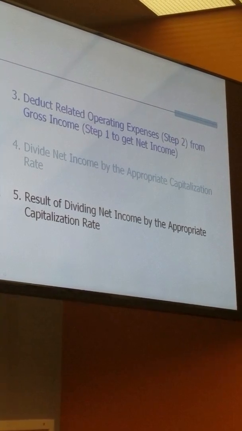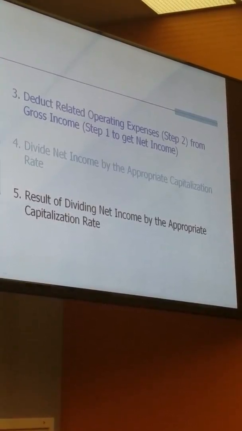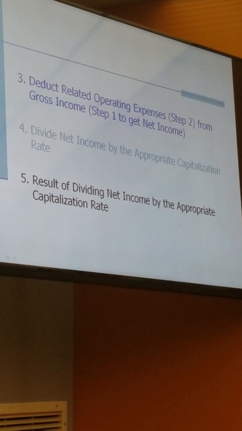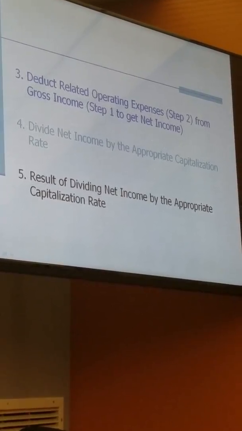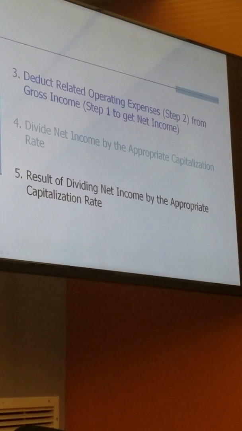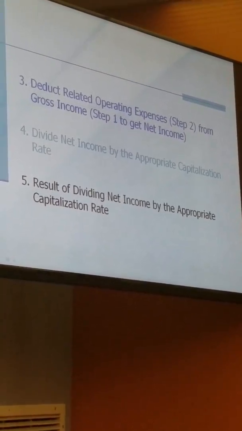So you would deduct operating expenses, which would be step 2, from gross income, which is step 1 to get net income. Divide net income by the appropriate capitalization rate. And finally, result of dividing net income by the appropriate capitalization rate.